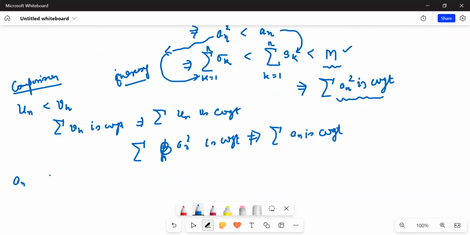Why? Because just take an example. Summation 1 upon n square is convergent, but it does not imply that summation an is convergent. Then it implies summation an square is convergent, but summation an need not be convergent.